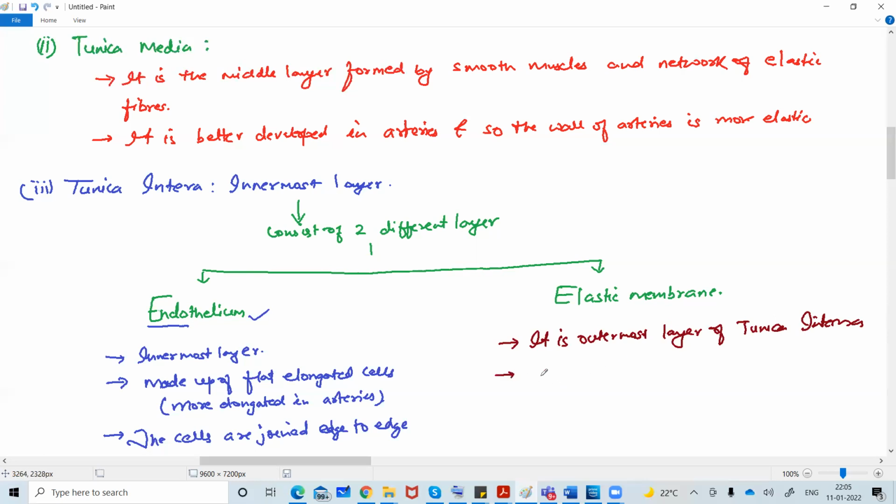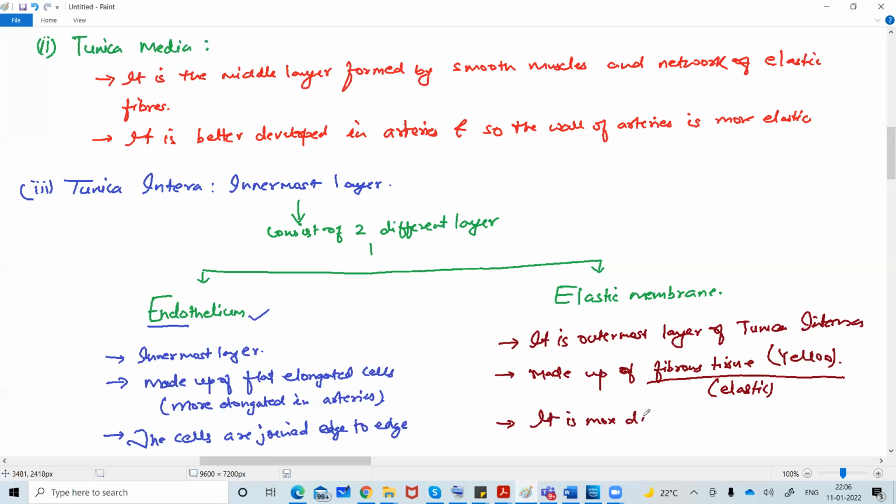Fine. Second layer, they are made up of fibrous tissue. You can say yellow fibrous tissue. That would be the correct term. And these fibrous tissues are elastic in nature. They can expand. And it is more developed in artery than vein. The reason is blood is flowing with high speed.